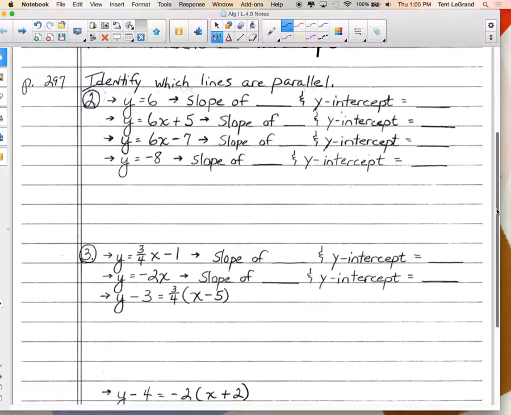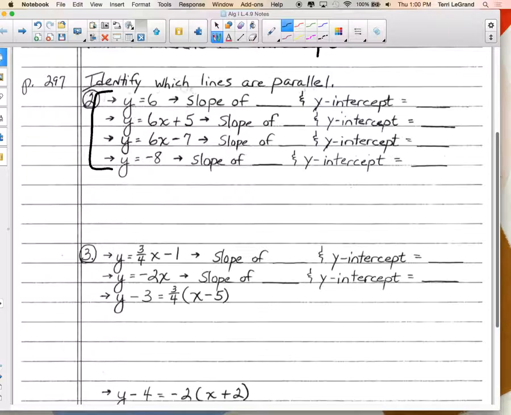Okay, how many equations are there? 4. There are 4 of them. I have already written them down for us right here. Tell me something about all 4 of these equations that I've already written down from the book. What form are they in? Slope-intercept form. So if they're in slope-intercept form, that's good news for us because we do not have to do any more work. By the way, what you do have to do is identify the slope and the y-intercept to support which lines you say are parallel.